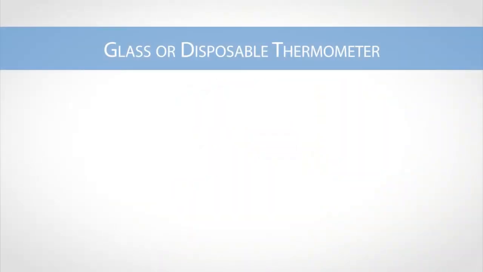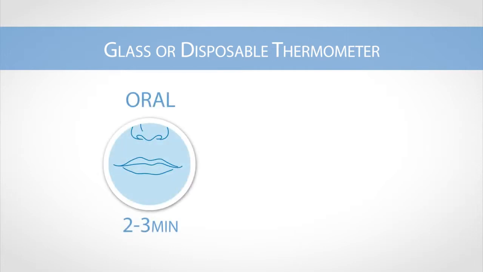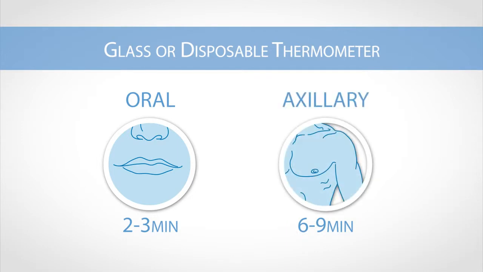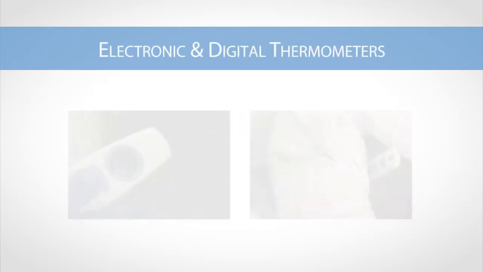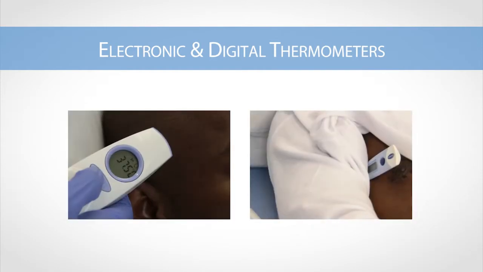Different thermometers have different time frames and speeds in which they provide readings. When using a glass or disposable thermometer, you should wait 2 to 3 minutes when reading via oral and 6 to 9 minutes when reading from the auxiliary site. Electronic and digital thermometers will indicate that the reading is complete with a flashing light or beeping sound.